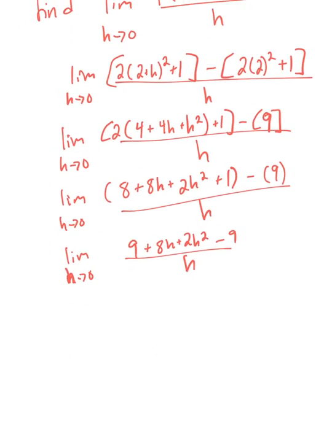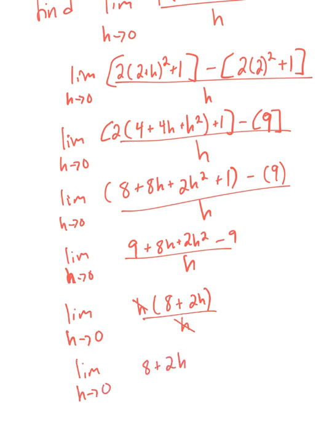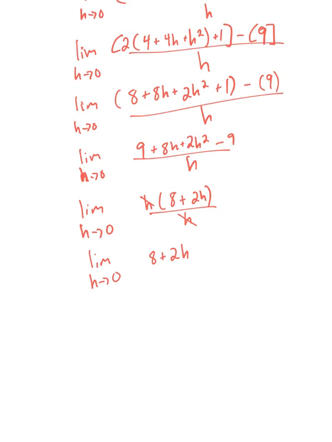9 minus 9 is 0, so we get the limit as h approaches 0, and I'll factor an h out here, of h times 8 plus 2h over h. The h's simplify. Got the limit as h approaches 0 of 8 plus 2h. If I evaluate this at 0, I get 8 plus 2 times 0, which is just 8.